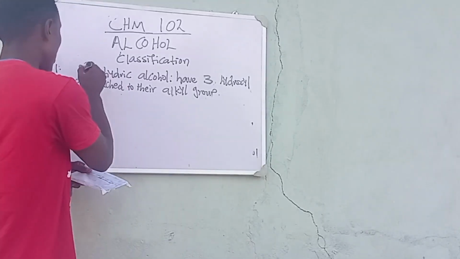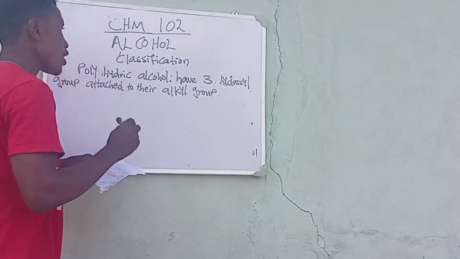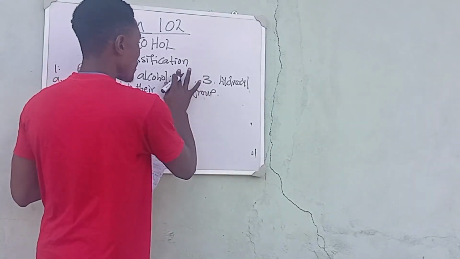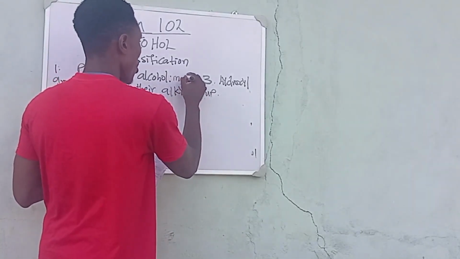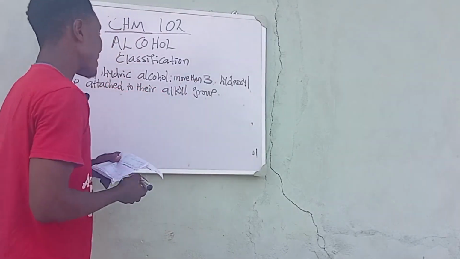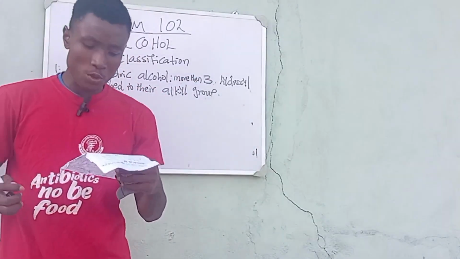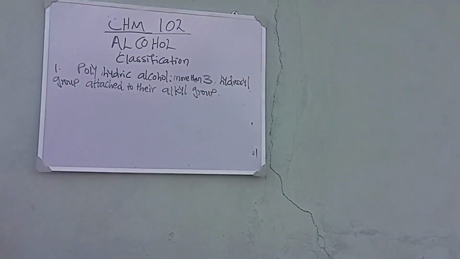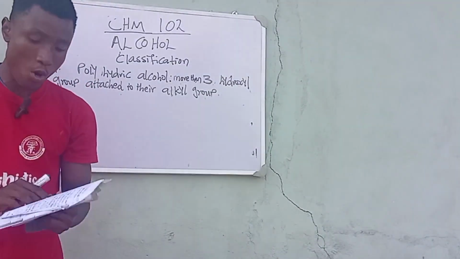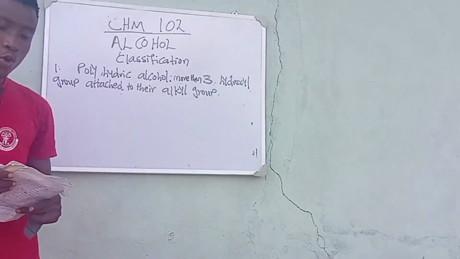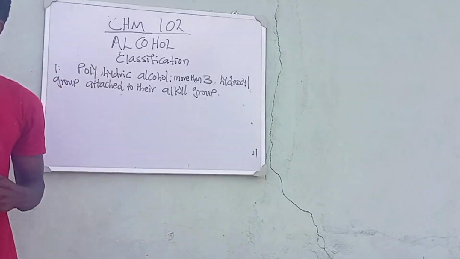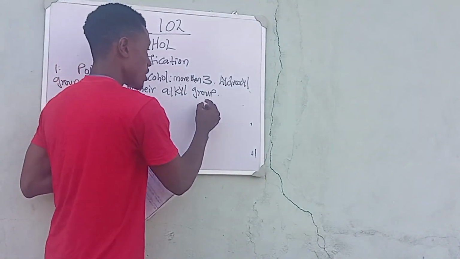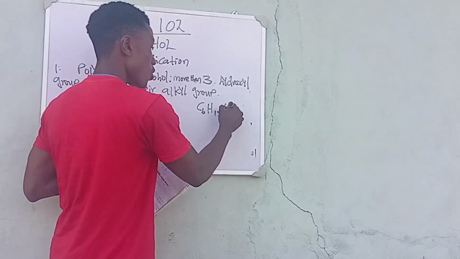So for the polyhydric alcohol, they contain more than three hydroxy groups attached to their alkyl group. A basic or simplified example of the polyhydric alcohol is what we call glucose. Glucose, C6H12O6. Glucose, which is C6H12O6.